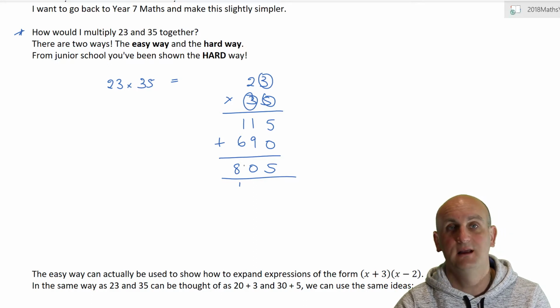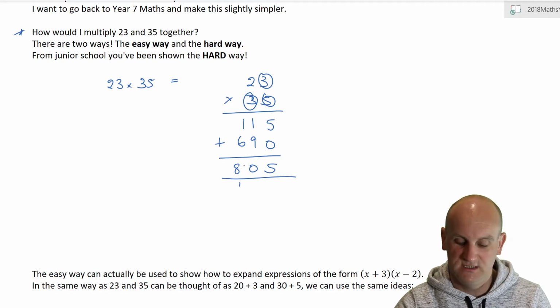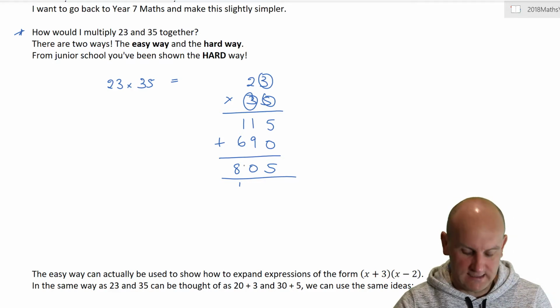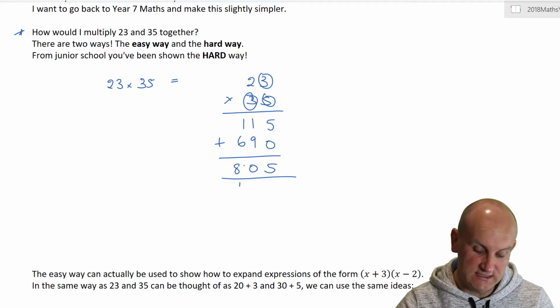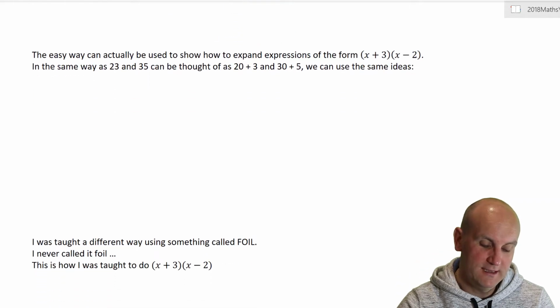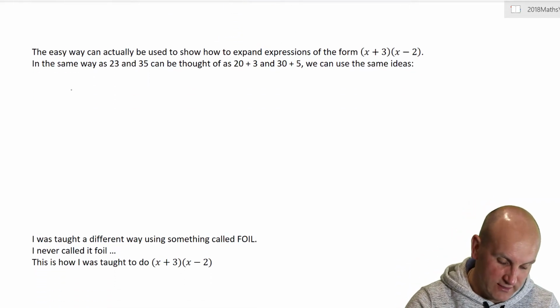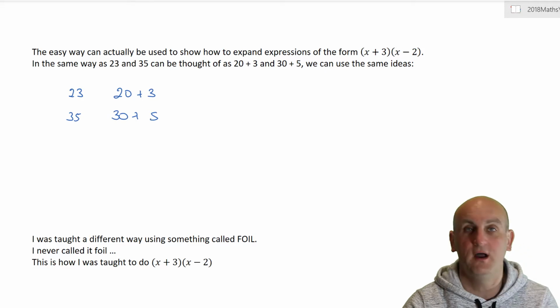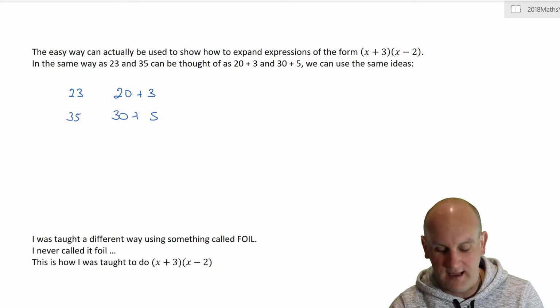Do you know what? There is a much easier way of doing this. And I'm about to show it to you now. Are you ready? And actually, the way we're going to use this is to split up 20. What did we have? So we had 23 and we had 35. Now, I'm going to tell you that 23 is the same as 20 plus 3. And 35 is the same as 30 plus 5. And you're going to say, you've not told me anything new there.